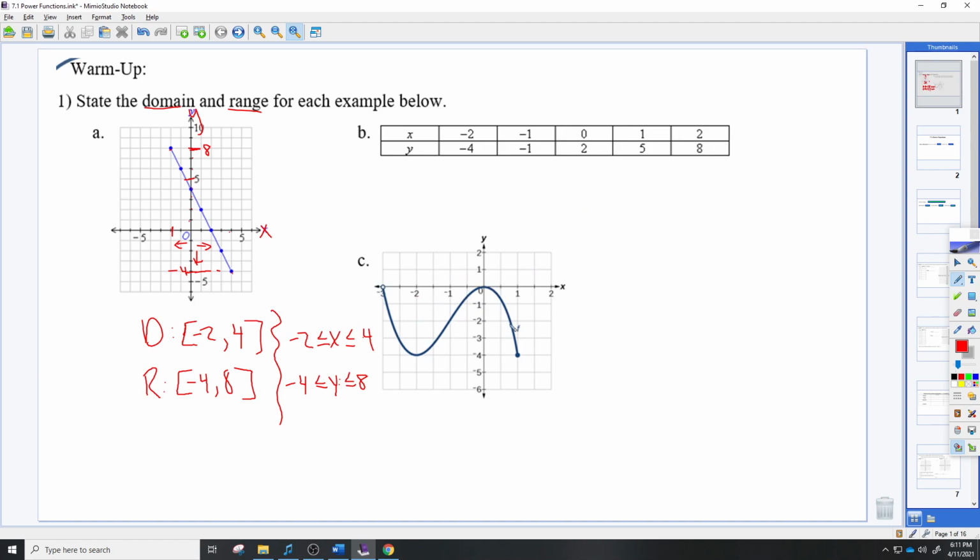Now we have this wavy graph. Let's do the domain, which is the x values. The farthest left you can go actually hits the x-axis here at -3. Now there is an open circle there, so we have to use a parenthesis for -3. And then as we go to the right, we can see that it ends down here, and the x value there is 1. Closed dot, so bracket.